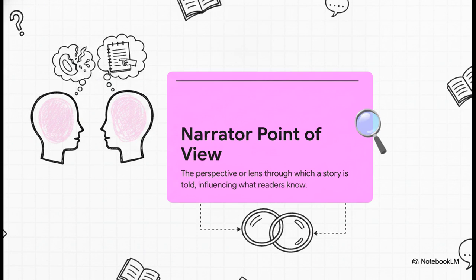Narrator point of view is the specific perspective or the lens through which the story is told. If you swap out the narrator, boom, you completely alter our understanding of the plot and the characters. Just imagine hearing about a massive food fight in the cafeteria from the kid who started it versus hearing about it from the principal. That lens changes literally everything you are allowed to know.